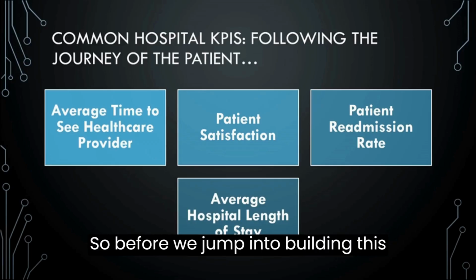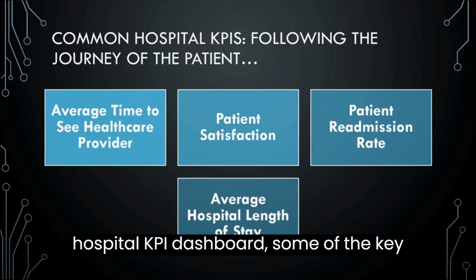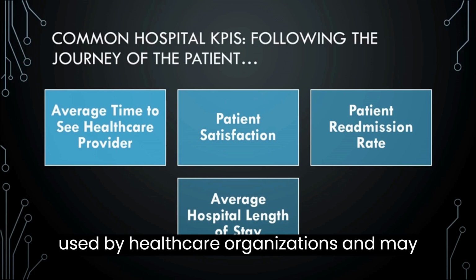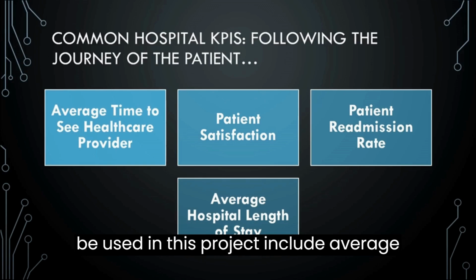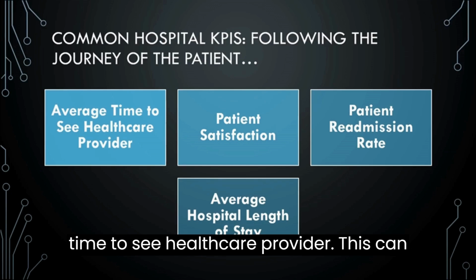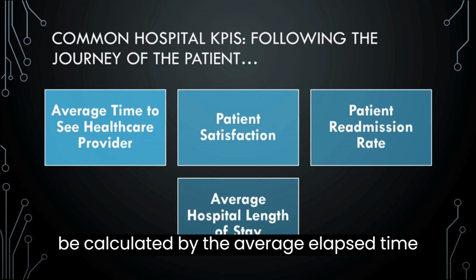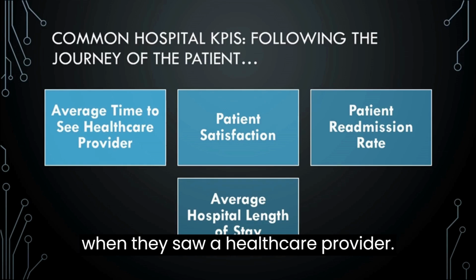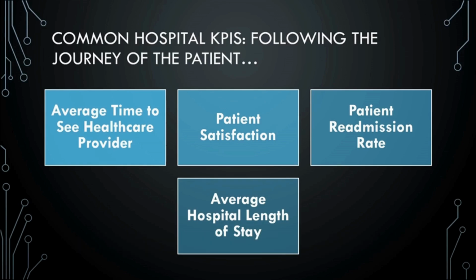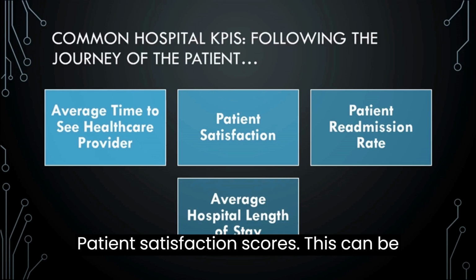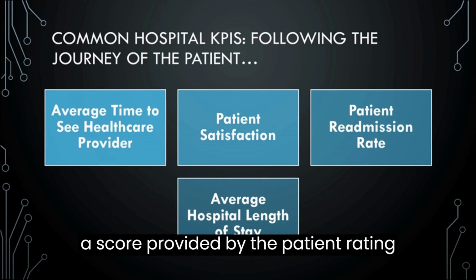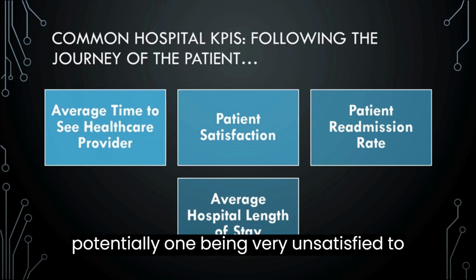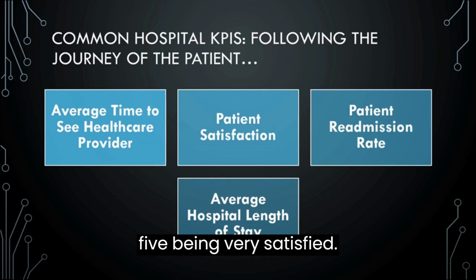So before we jump into building this hospital KPI dashboard, some of the key common performance indicators that are used by healthcare organizations and would be used in this project include average time to see healthcare provider. This can be calculated by the average elapsed time between when the patient was admitted and when they saw a healthcare provider. Patient satisfaction scores. This can be a score provided by the patient, rating the care provided with a score of potentially 1 being very unsatisfied to 5 being very satisfied.